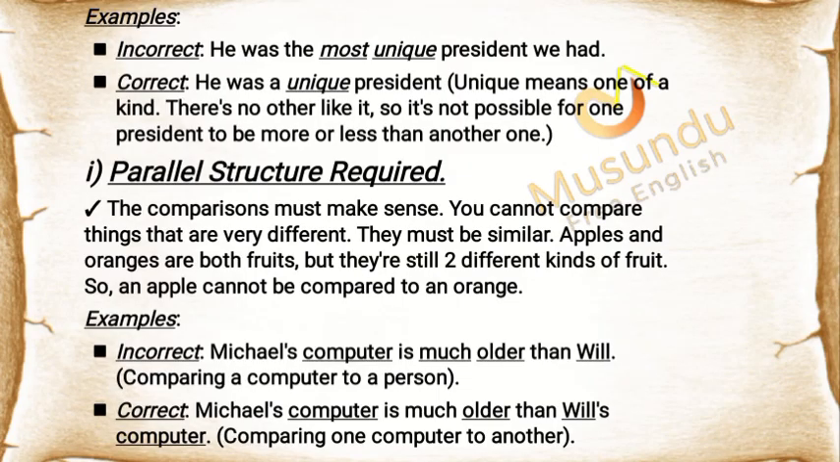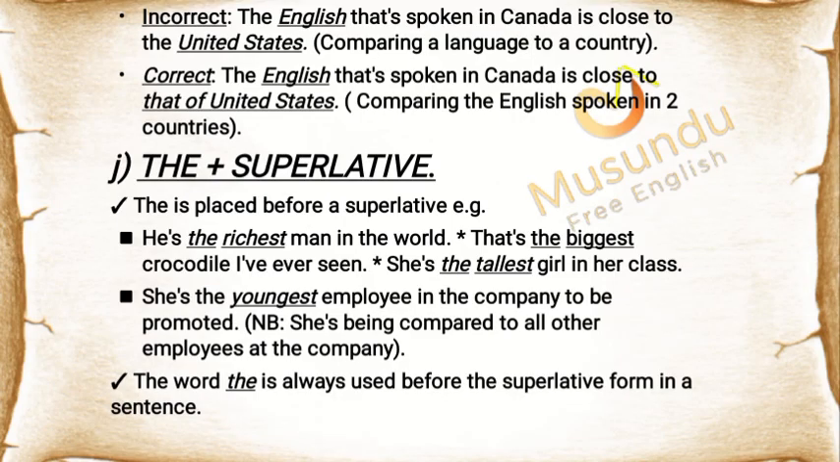Examples. Incorrect: Michael's computer is much older than Will, comparing a computer to a person. Correct: Michael's computer is much older than Will's computer, comparing one computer to another. Incorrect: the English that's spoken in Canada is close to the United States, comparing a language to a country. Correct: the English that's spoken in Canada is close to that of the United States, comparing the English spoken in two countries.